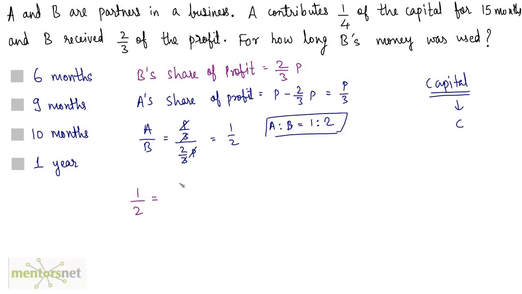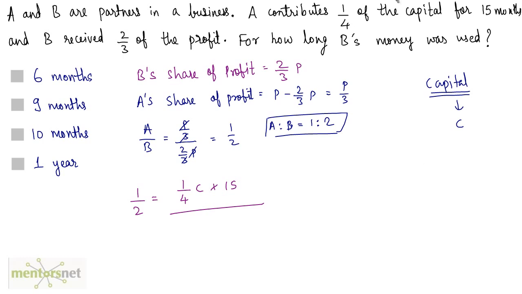So 1/2 is equal to the investment done by A. Well, the investment done by A is 1/4 of the capital. So 1/4 of the capital C times the time period, which is 15 months here, so times 15. Okay. Divided by what is B's share. Now let us calculate B's share.